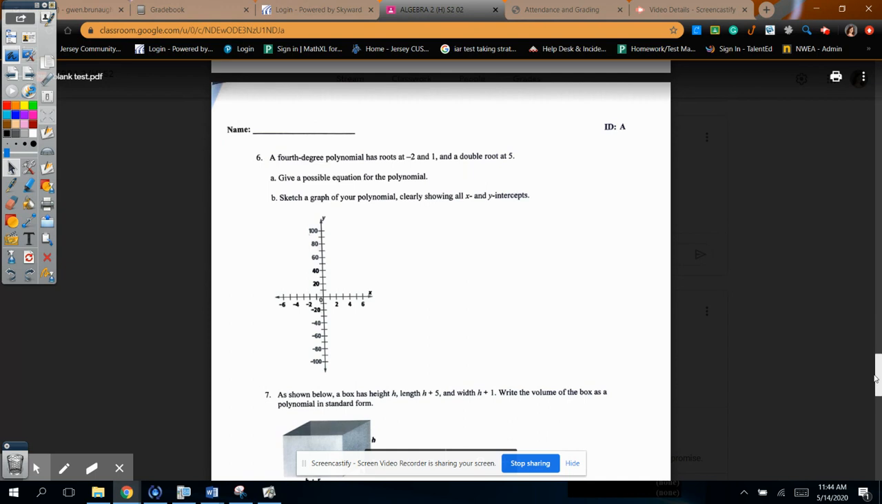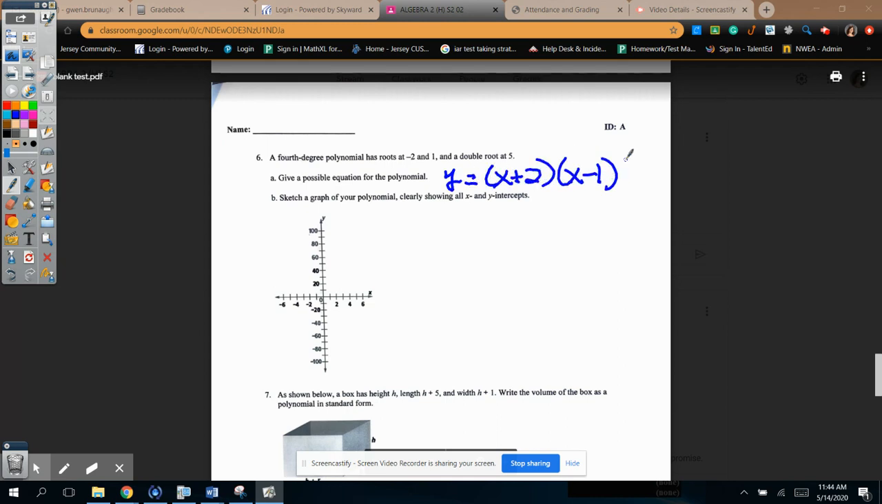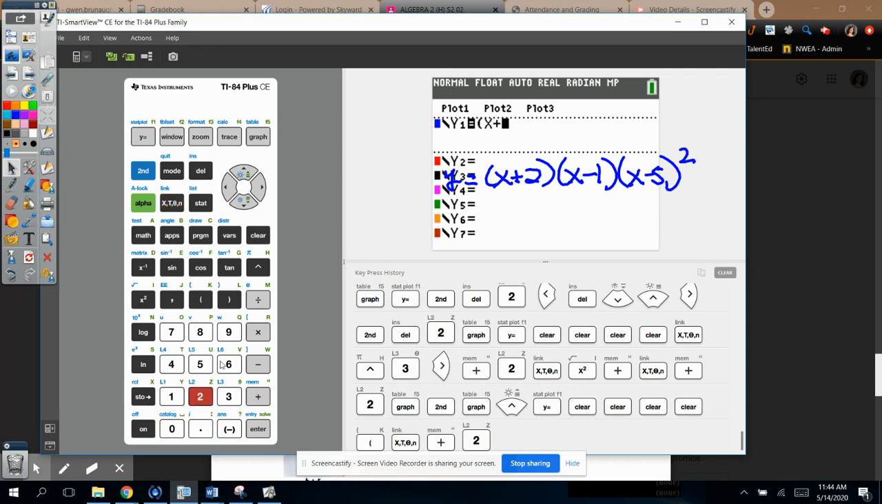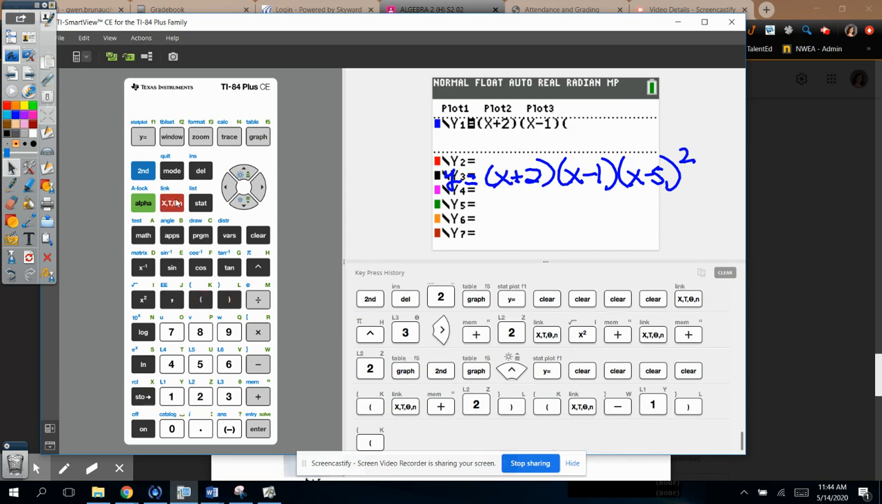This guy here, fourth degree polynomial. So x to the fourth. Here are the roots. Okay, let's just write it in factored form. If we have 1 at -2, y equals, that'll be an x plus 2, an x minus 1, and then an x minus 5 squared. Okay, to graph it, you're going to type this into your graphing calculator. I wonder if mine's still there. No. Okay. So I'm just going to leave it in factored form so I don't screw anything up. And I'm going to change the window to match what they told me.